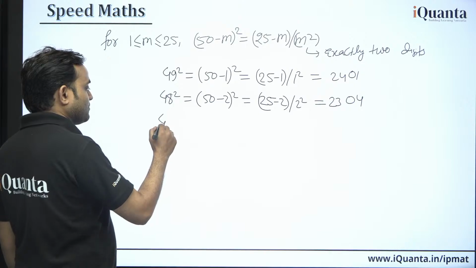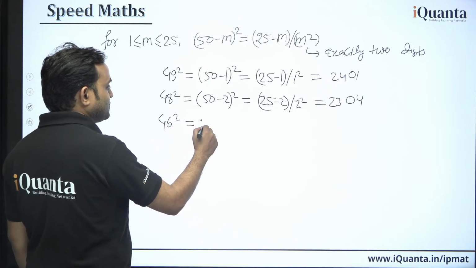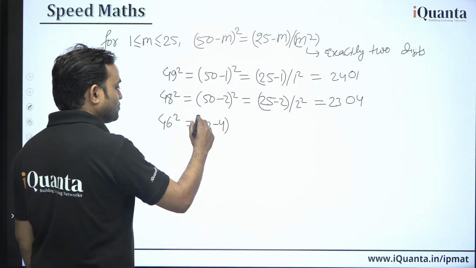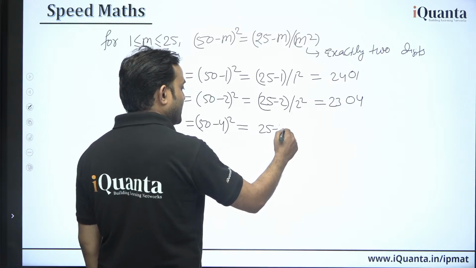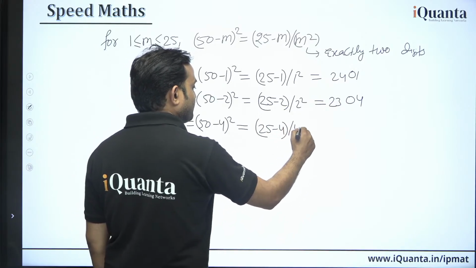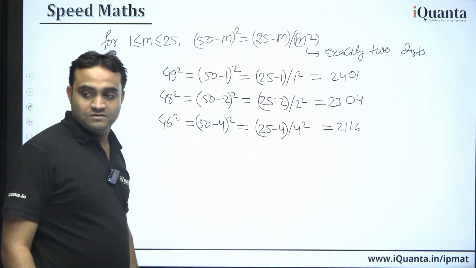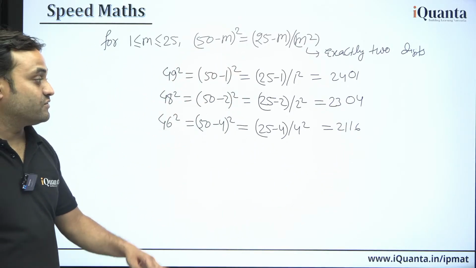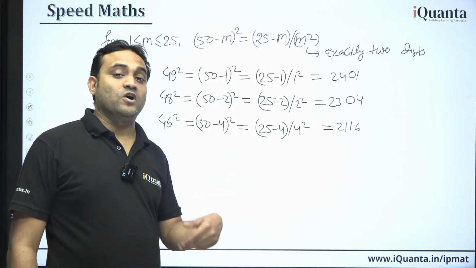Then we can go to 46 square, 50 minus 4 whole square, which will be equal to 25 minus 4 and 4 square. So 4 square is 16 and that is 21. So similarly, we can find all the squares from 49 to 26.